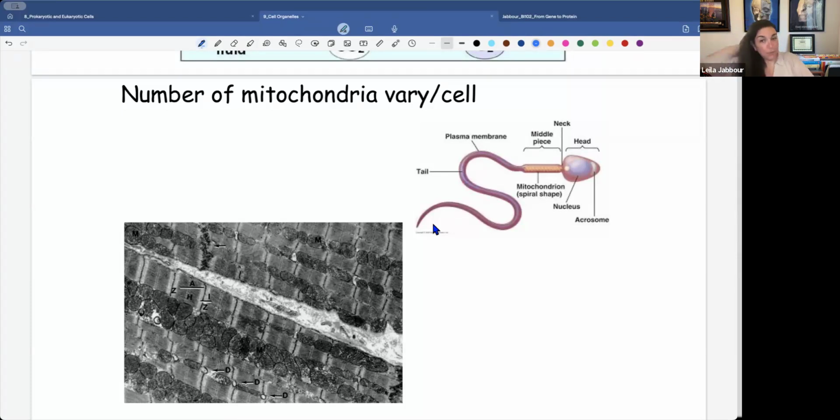So these sperm cells have a flagellum, but they also have, and it's what we're talking about over here, lots of mitochondria. The middle piece of a sperm cell is very rich in mitochondria because we need a lot of ATP to move this flagellum.